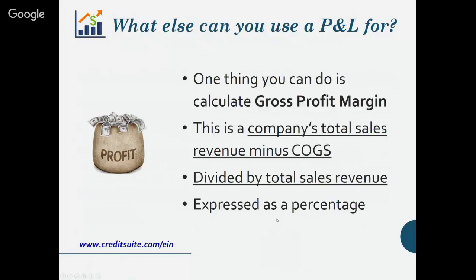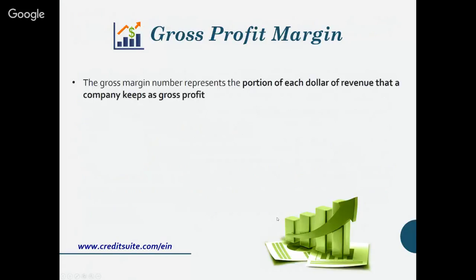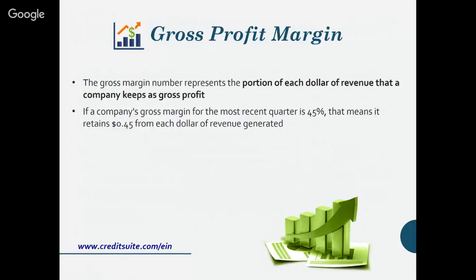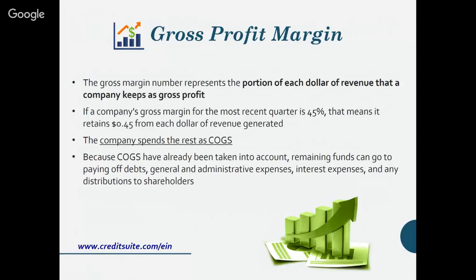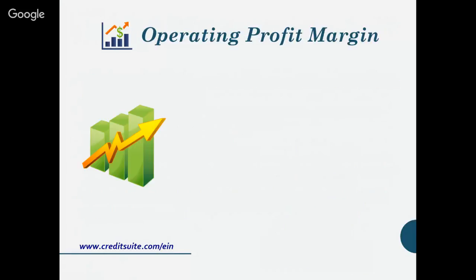Now, we actually looked at this earlier, on the very first slide that I showed you, the actual Excel breakdown. This gross margin number represents the portion of each dollar of revenue that a company keeps as its gross profit. If a company's gross margin for the most recent quarter is 45%, then that means it retains about 45% from every dollar generated. Pretty simple. The company spends the rest as COGS, which is your cost of goods sold, right? Because your cost of goods sold have already been taken into account. Remaining funds can go into paying off debts, general and administrative expenses, interest expenses, any distributions to shareholders, those types of things. So again, figure gross margin with this equation: your revenue minus your cost of goods sold, divided by your revenue. That's exactly what your margin is. It shows you the percentage of real profits that you're actually retaining.